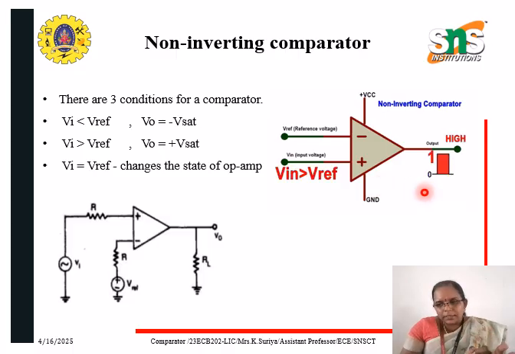So there are three conditions here for the working of a comparator. The first one is Vi is less than V reference, where your V0 is equal to minus Vsat, and if Vi is greater than the reference voltage, then your output will be switched to plus Vsat from minus Vsat. And when Vi is equal to V reference, this is the point where the state changes in the op amp.